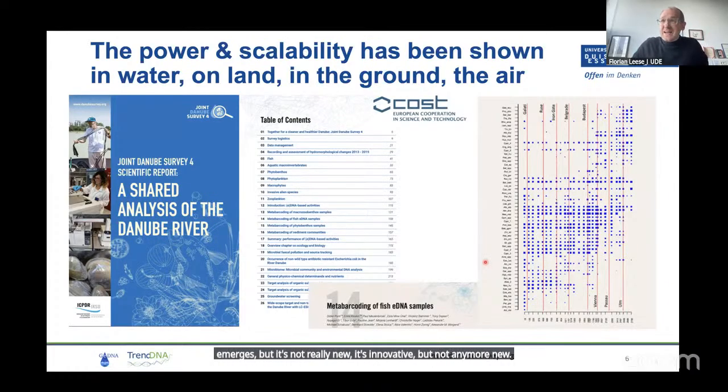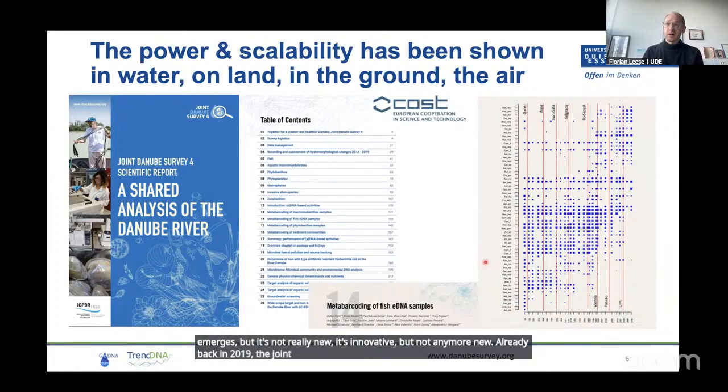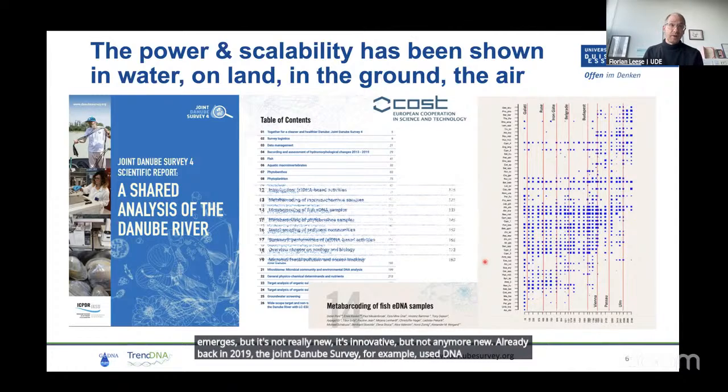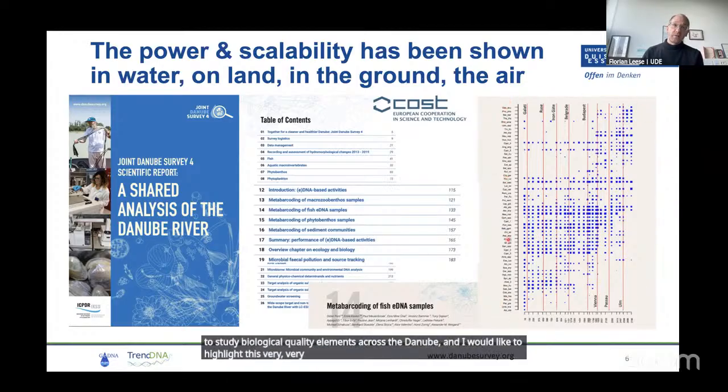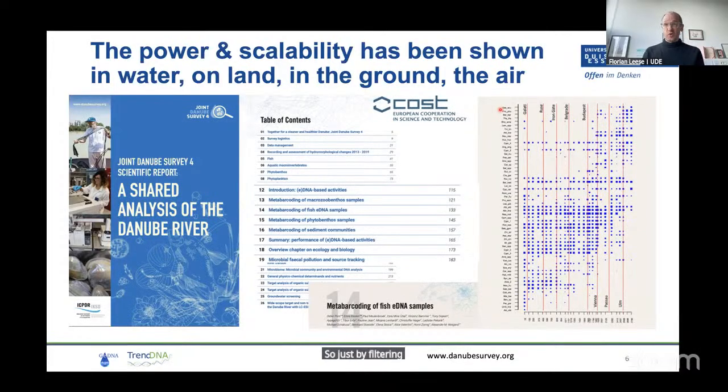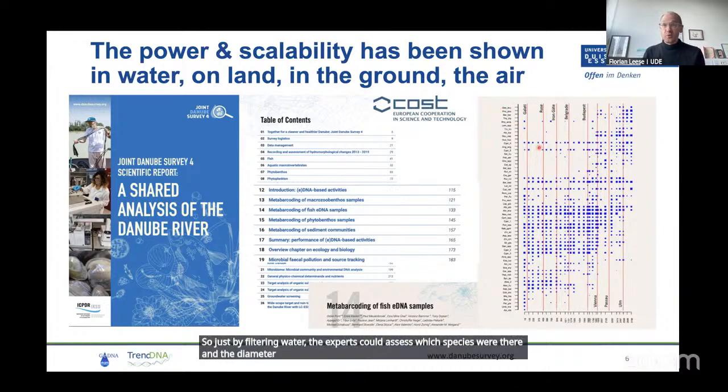Already back in 2019, the Joint Danube Survey, for example, used DNA and eDNA-based methods, actually look at those chapter numbers here, to study biological quality elements across the Danube. And I would like to highlight this very, very nice overview graph, which shows from the source of the Danube to the mouth, the presence of various fish species, which are on the y-axis. So just by filtering water, the experts could assess which species were there, and the diameter gives the relative read abundance.